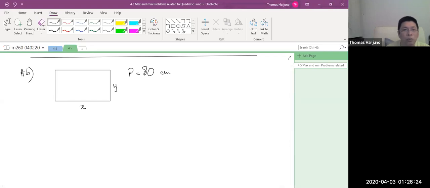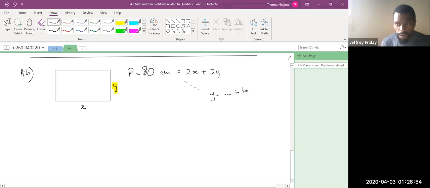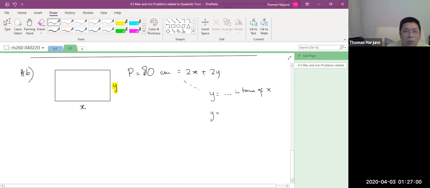Let me ask you to do this. Can you express y in terms of x? What is y in terms of x? We know that the perimeter is twice the length, in this case x, plus twice the width, which is y. Now, I want you to work this out and find what y is in terms of x. 40 minus x. That's right, you will see that y equals 40 minus x. But you work it out.